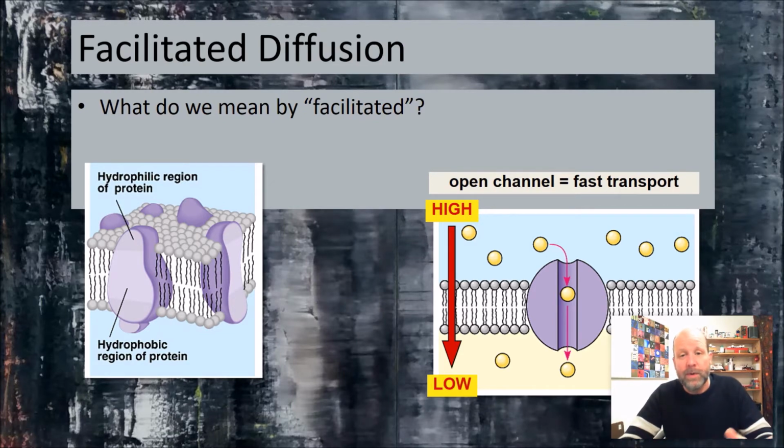They're going to be free to move from where there's a lot to where there's little. And so facilitated means we have a protein channel involved, right? We've built a channel. That's all we mean by facilitated. It just means that there's a protein there that allows it to happen because it wouldn't be able to otherwise.